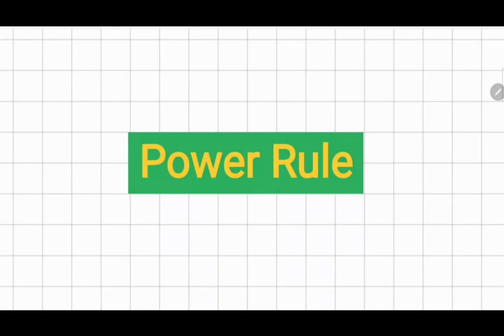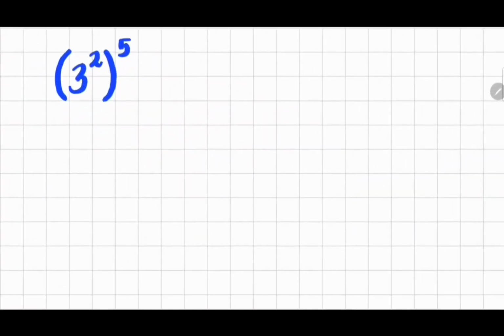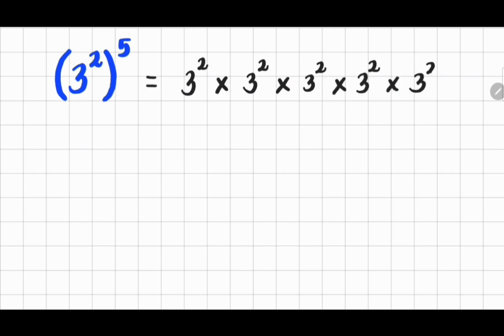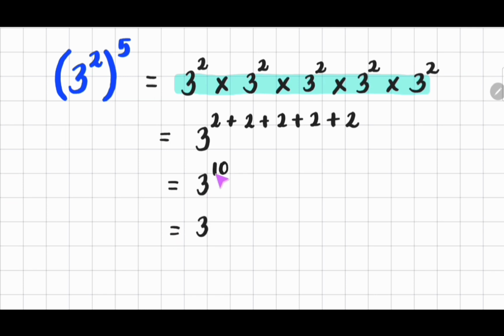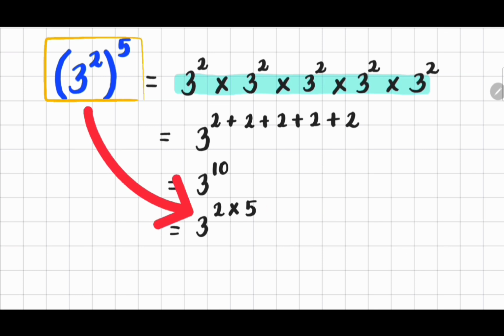Hi, let's learn about the power rule. Let us find the value of 3 square whole power 5. The 3 square the whole power 5 means 5 3 squares multiplied together. Here as you can see, the bases are same. So we can apply the product rule, which says that write the base and add the powers. So we get 3 power 10. We can write 10 as 2 times 5. So we can write this as this.